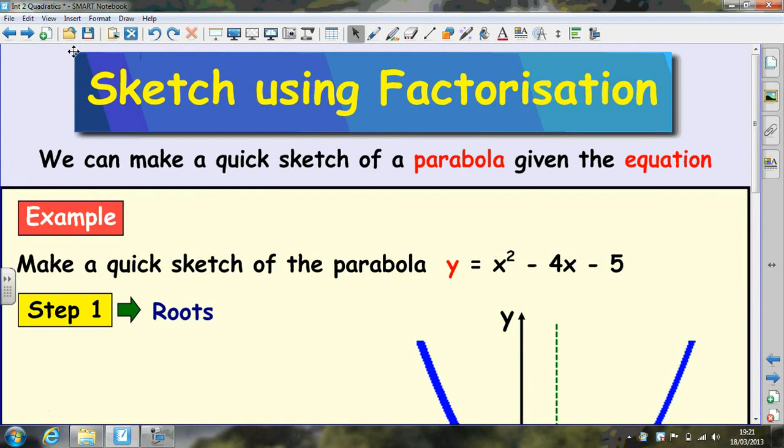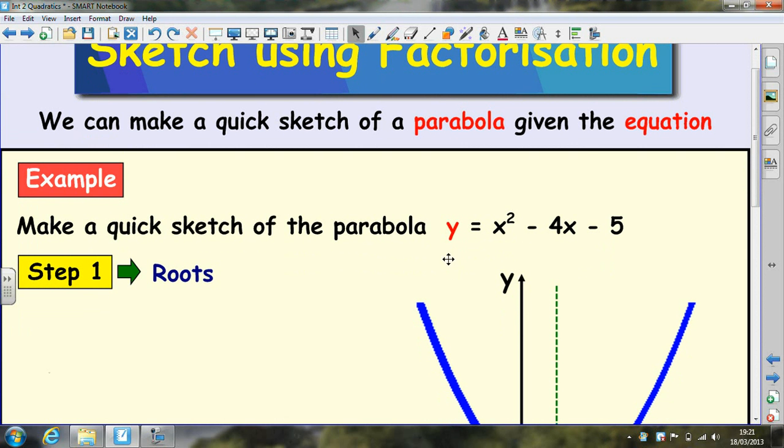In this lesson, we're going to look at how to work out the coordinates of the main parts of a parabola. That's the roots, i.e. where it cuts the x-axis, where it cuts the y-axis, and the turning point. So in this first example, it says make a quick sketch of the parabola. In order to do that, you need to work out the different points. This can appear in a lot of exam questions. It may not ask you to sketch the parabola, but it will ask you to work out the points.